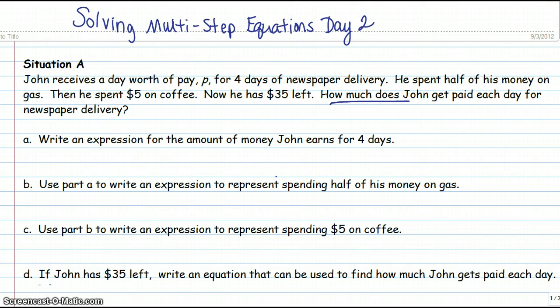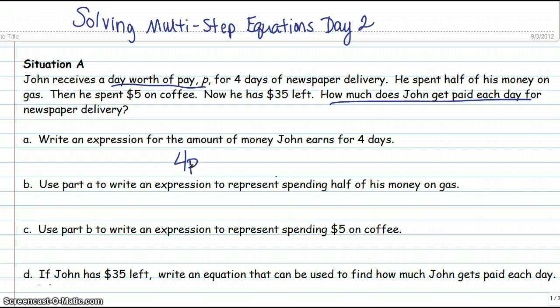Okay, that is the question. How much does John get paid each day? Well, they told us that a day's worth of pay is P, so we're going to use P to represent that. And on part A, it asks us to write an expression for the amount of money that he earns in 4 days. Well, if he gets paid P each day, then that has to be 4P.